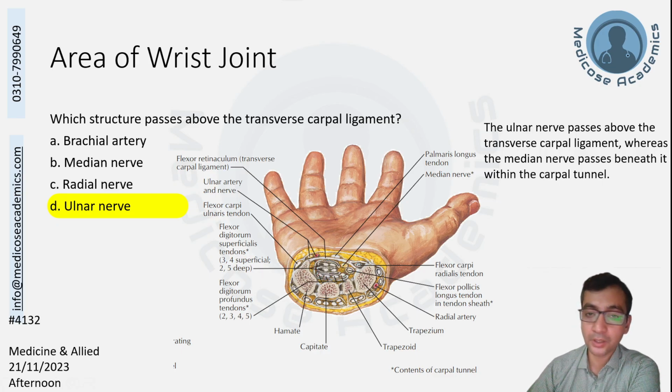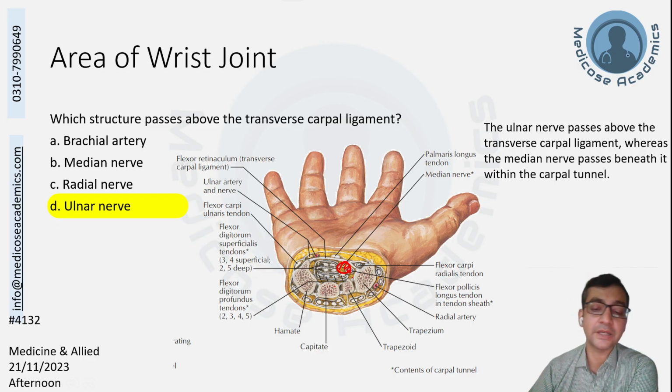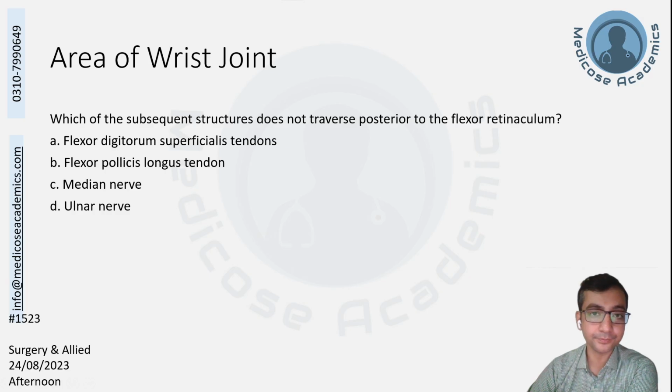If any contents become swollen, the median nerve is compressed, or the bone gets fractured, or just simple edema can lead to the injury of median nerve, that is carpal tunnel syndrome. In carpal tunnel syndrome, the ulnar nerve remains okay because ulnar nerve is present outside the flexor retinaculum. It is present superficial to flexor retinaculum.